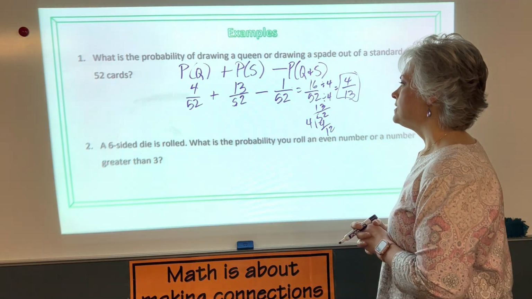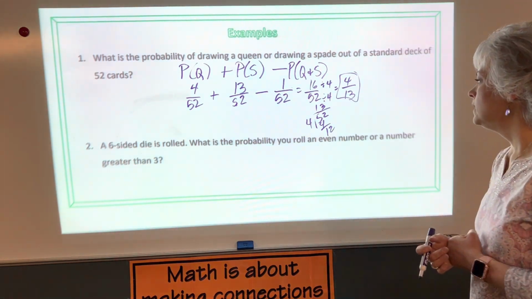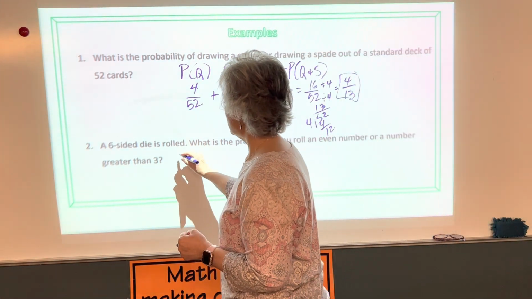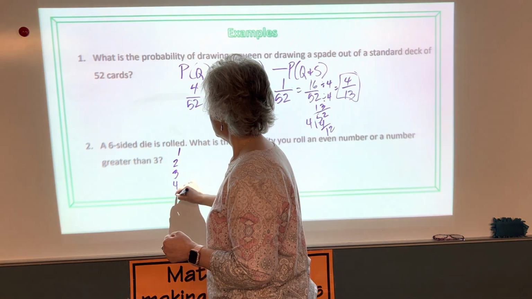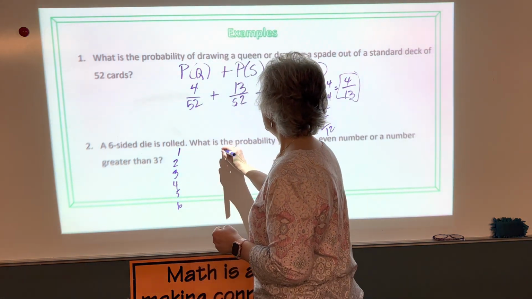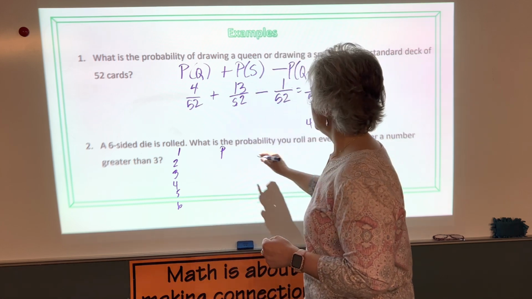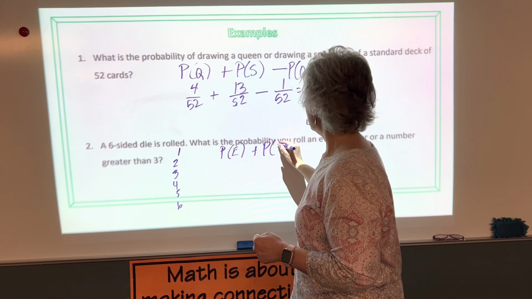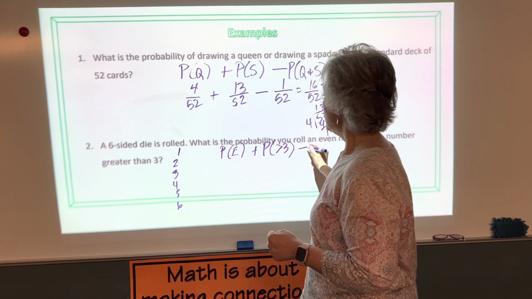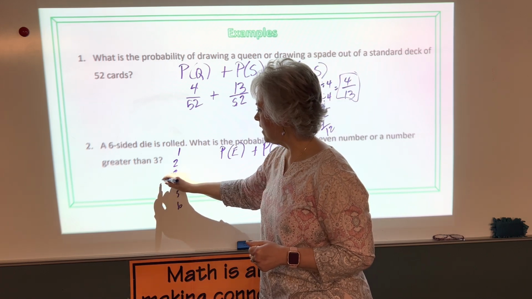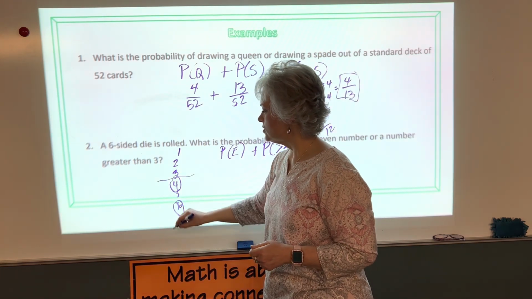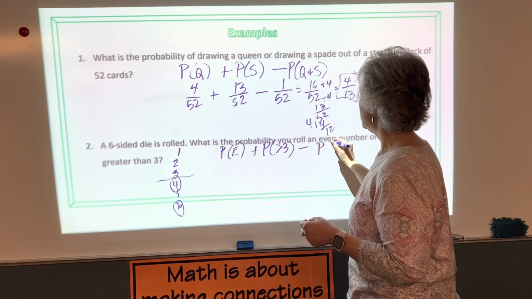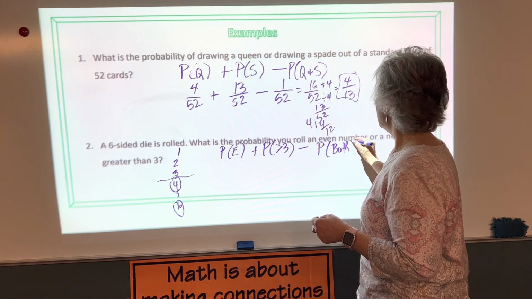All right. A 6-sided die is rolled. What is the probability you roll an even number or a number that is greater than 3? Okay, so we have 1, 2, 3, 4, 5, 6. Those are our outcomes. We want the probability that we roll an even number and the probability that we roll a number greater than 3. And then on that, we have 2 numbers that are both even and greater than 3. So we have to subtract the probability for both, okay?